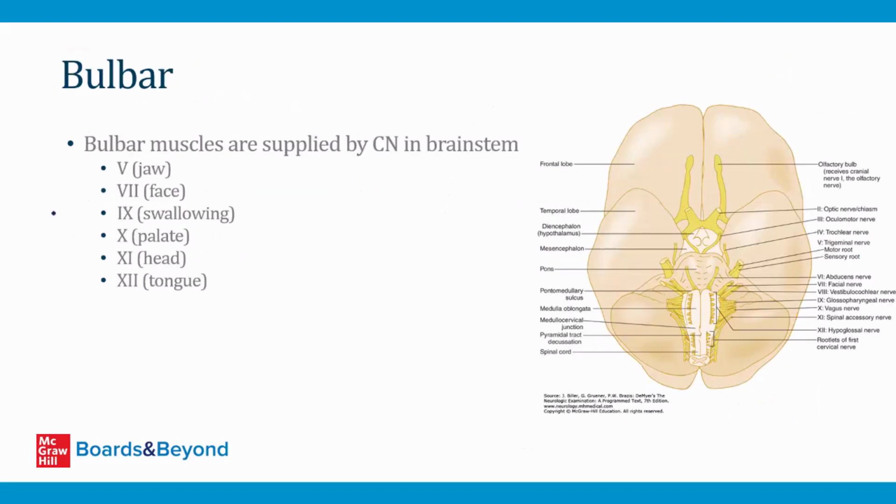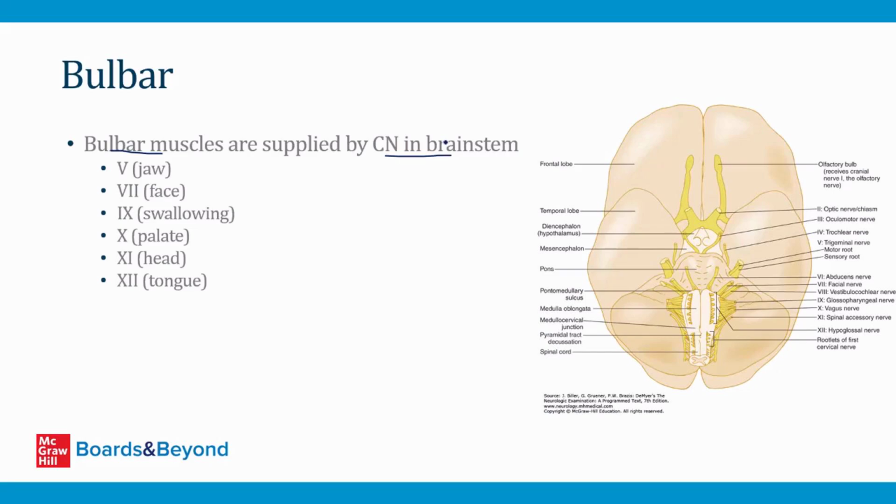Now, everything I told you on the last slide about decussation of upper motor neurons, all that applies to motor neurons that innervate our arms and our legs and our hands and our feet. But there are special muscles in the head and neck called the bulbar muscles that are innervated by cranial nerves in the brainstem. And the rules that they follow are a little bit different, so let's talk about that now.